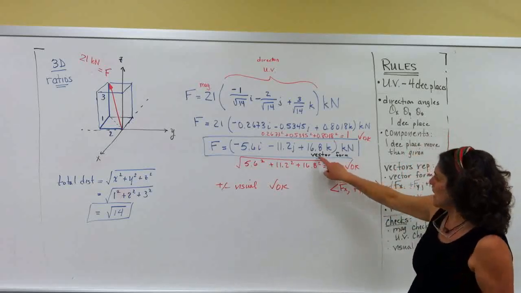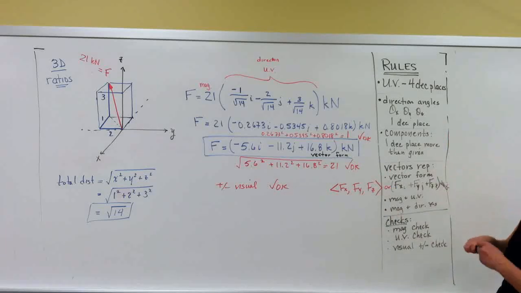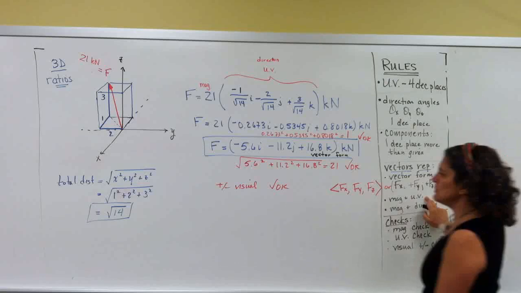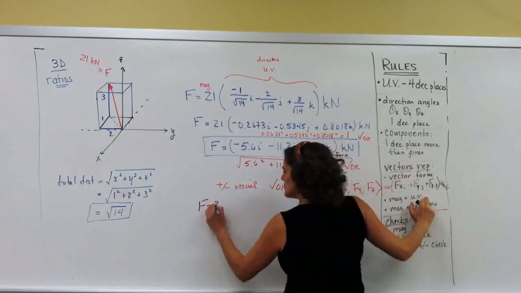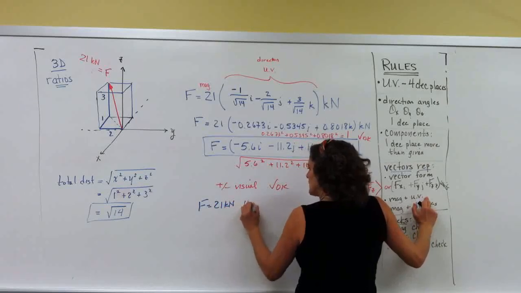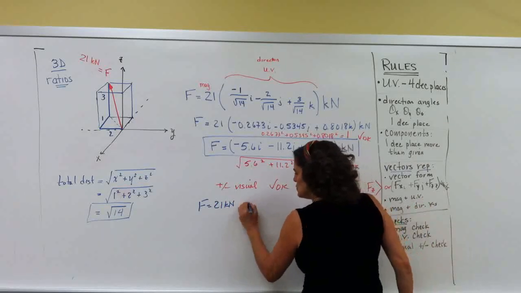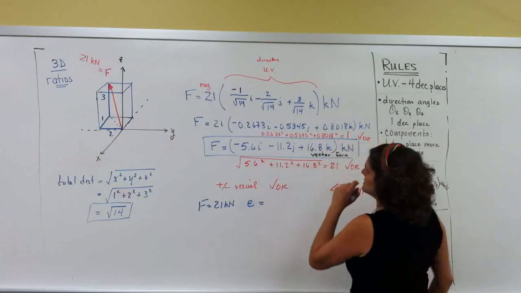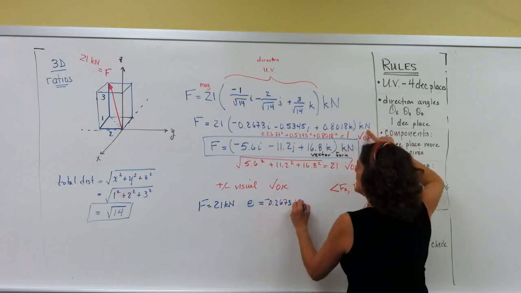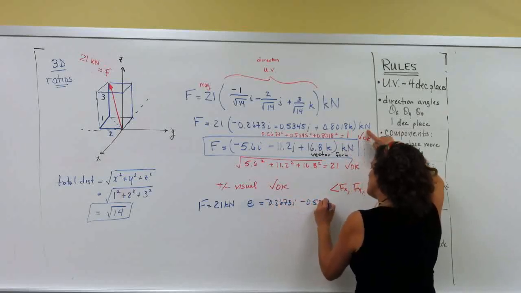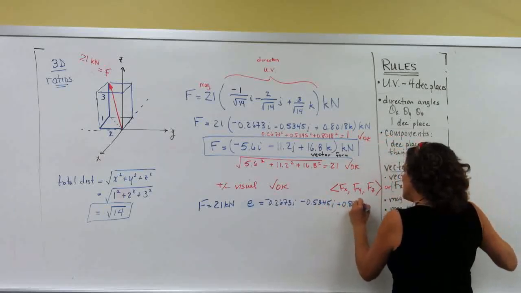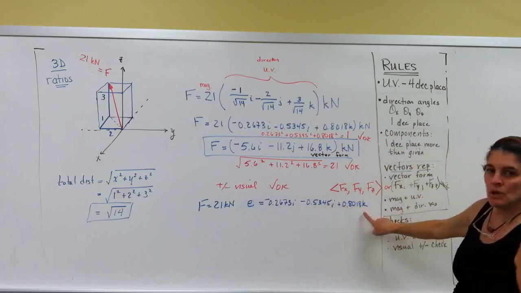So I first represented my vector in vector form. Now I'm going to represent it in magnitude and unit vector. And what did we say the unit vector was? It's usually represented as e in statics: negative 0.2673 i minus 0.5345 j plus 0.8018 k. Any units on that? No, because it's unitless.